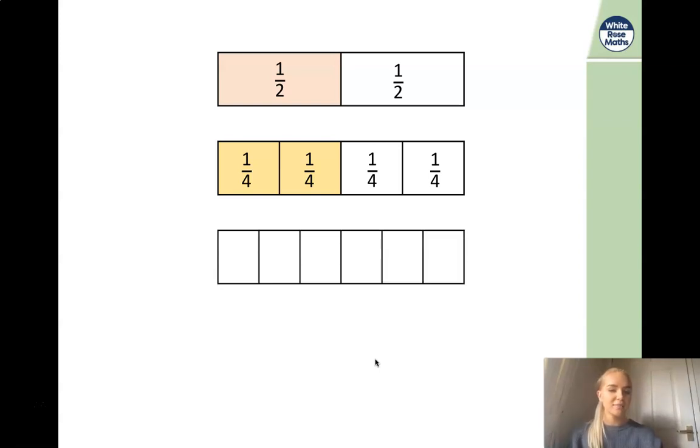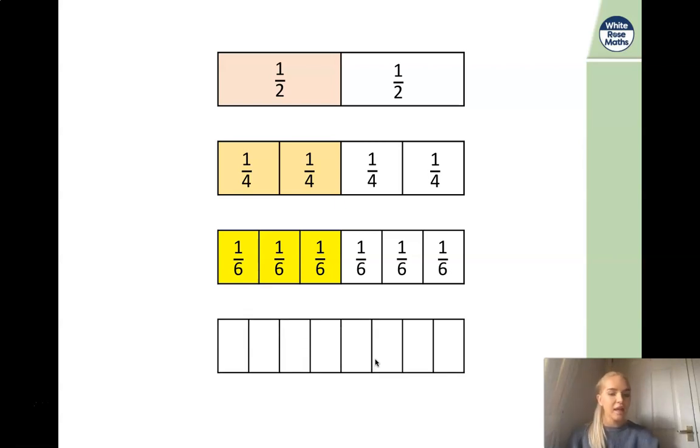If I split my next bar model into 6, what would my fractions be? 6ths. Fantastic. How many 6ths would I have to shade in to make it equivalent to 1/2 and 2 quarters? 3/6. Well done. So we can see that 1/2 is equivalent to 3/6 and also 2 quarters.